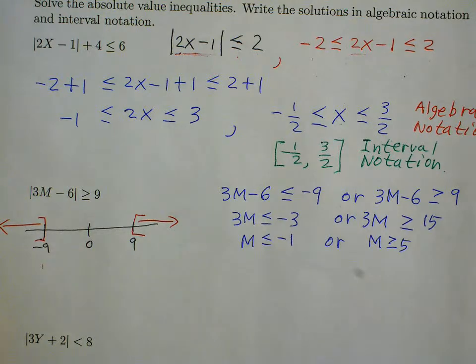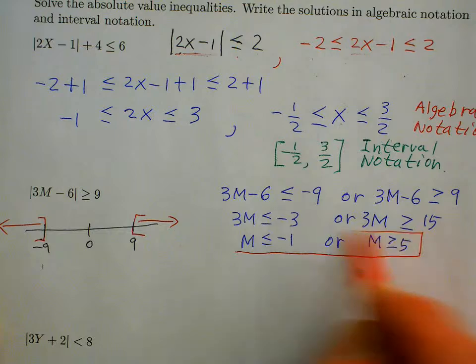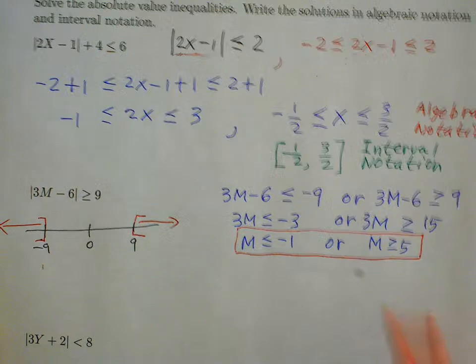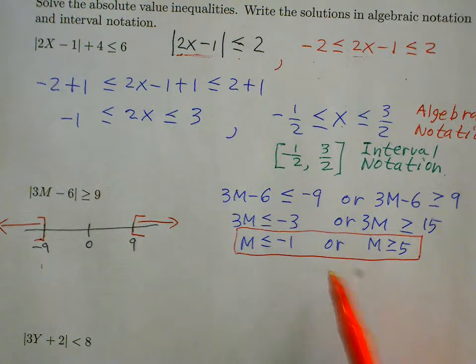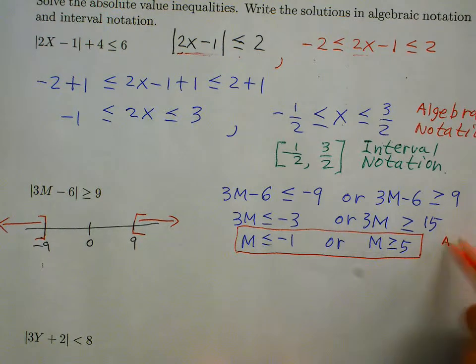This is the algebraic notation. So when the word or is involved, the algebraic notation uses the word or. So this is the algebraic notation.